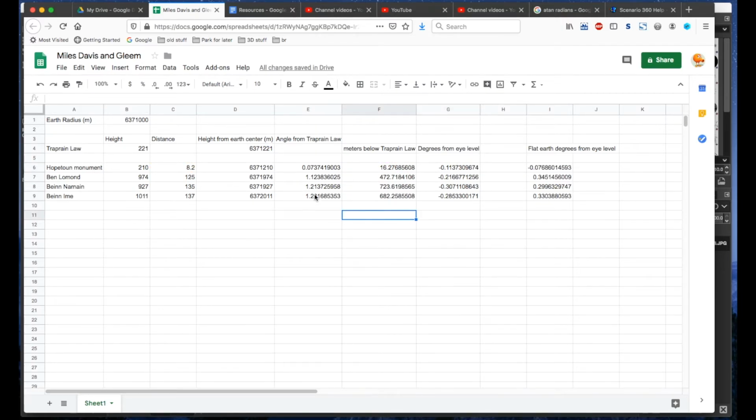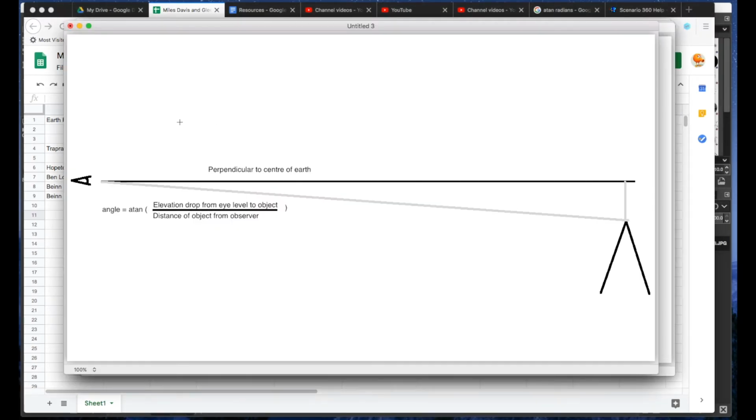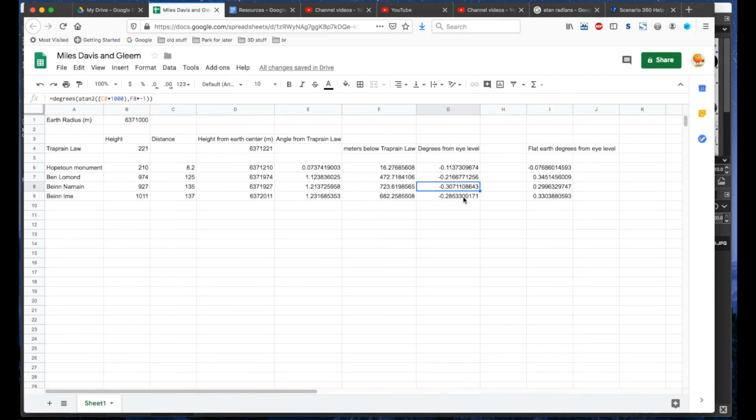But that means that Traprain Law at 221 meters and Hopeton Monument at 210 meters means that it's 0.1137 degrees below horizontal eye level. So this will be a minus 0.11 degrees. And then I calculated the same for Ben Lomond, Ben Narnain, and Ben Eighnie.